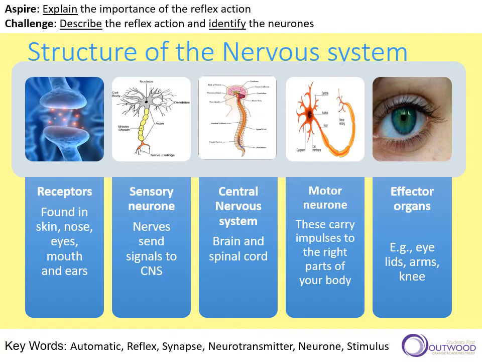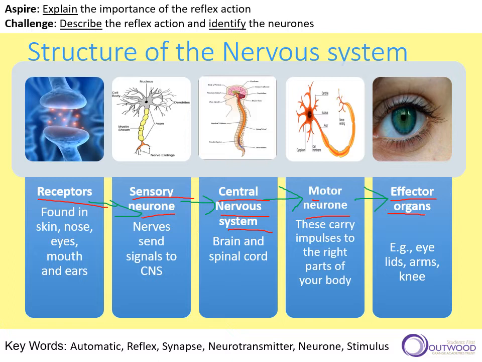So what is the structure of the nervous system? So subtitle, structure of the nervous system. There are 5 key parts to it. It starts off with your receptor. So what I'd do here is I'd probably draw a little flow diagram. So I'd put the arrows in between each box. So this is your flow diagram. It goes from receptor to sensory neuron, to central nervous system, to motor neuron, to effector organ. Okay, so that would be the order that I would go in.